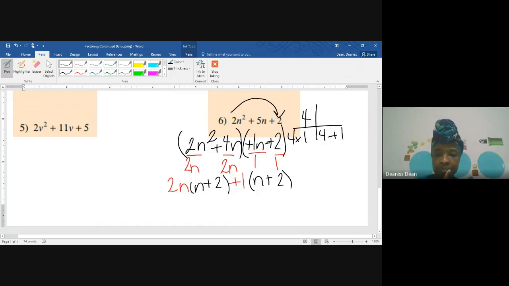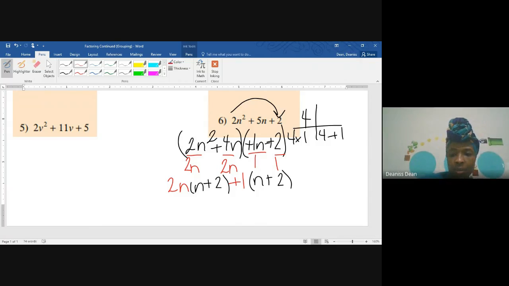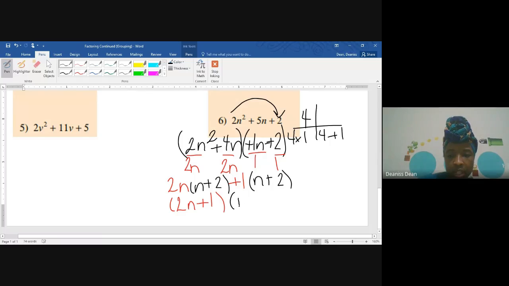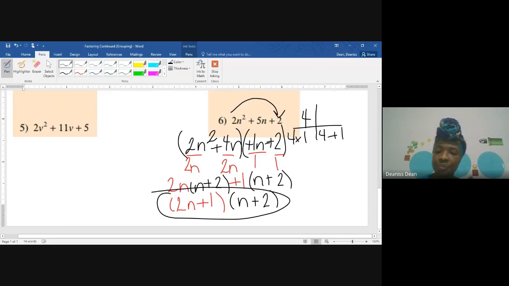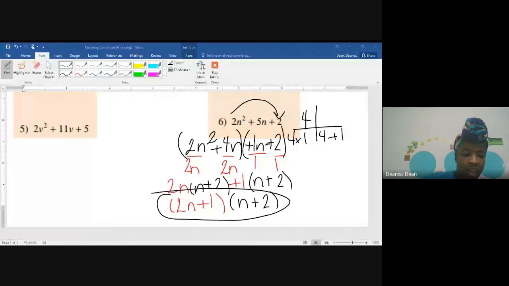Okay. So remember, GCFs go together in one set of parentheses. So that's going to be 2n plus 1 in one set of parentheses. And in our other set of parentheses, we only write one of the duplicates. So one of the duplicates is n plus 2. So that is the one that we write. And our final answer is 2n plus 1, n plus 2. And that is all there is to factoring by grouping.